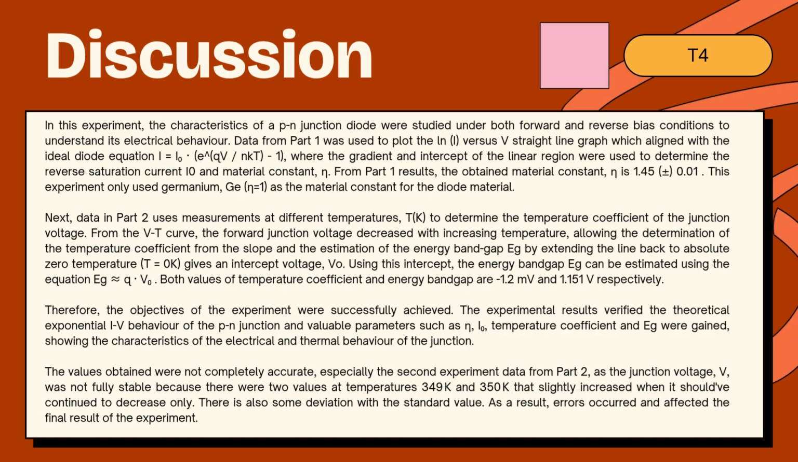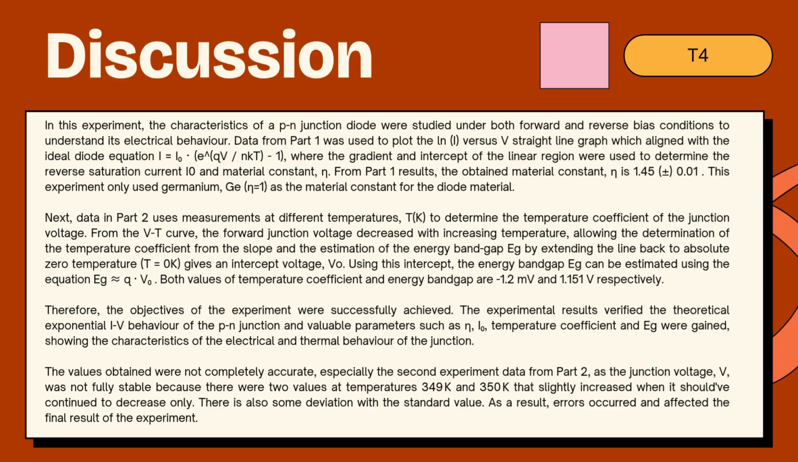In part 2, data from varying temperatures T in Kelvin was used to determine the temperature coefficient of the junction voltage. The forward junction voltage decreased with increasing temperature. From the VT curve, the temperature coefficient was found to be negative 1.2 mV per Celsius, and the energy band gap EG, equivalent to QV0, was estimated to be 1.151 V by extrapolating to 0 Kelvin. The objectives of the experiment were successfully achieved.